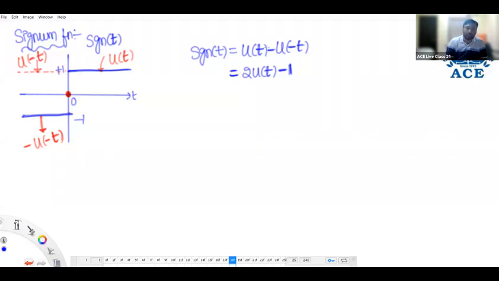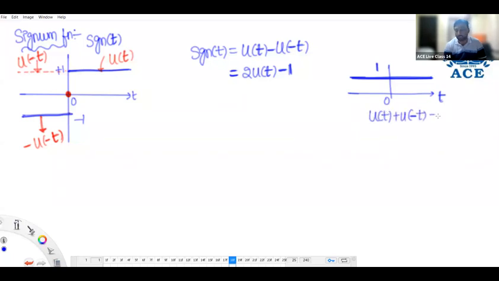First expression is visible from the graph. Let us observe how we got the second one. If I take one for all time, positive time it is ut, negative time it is u minus t or not. Positive time the graph is ut, sir. Negative time u minus t.